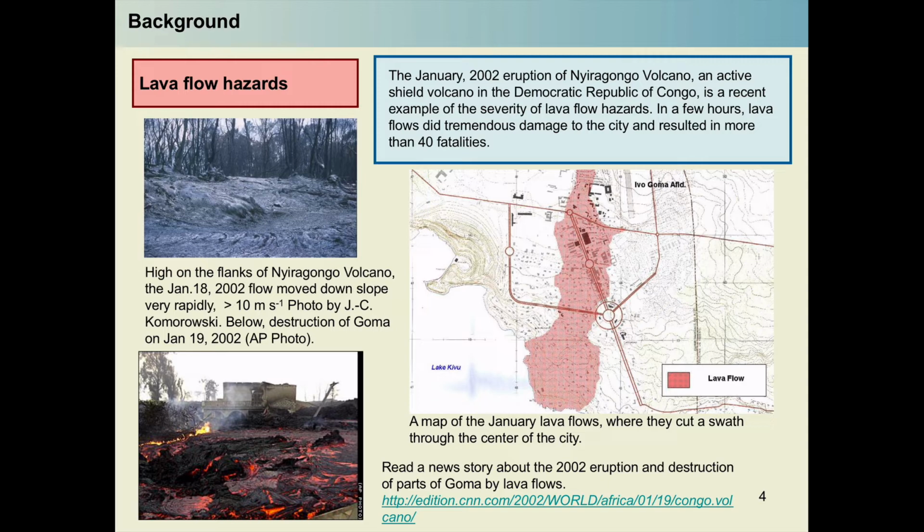The other reason this flow was so destructive is that it emanated from fissures that opened up just outside of town. And the third reason is that in this part of the world, they're not as fortunate as some other first world countries are. They don't have access to really good high-tech volcano monitoring. So there was really no warning for this fast-moving lava flow flowing through the city of Goma.